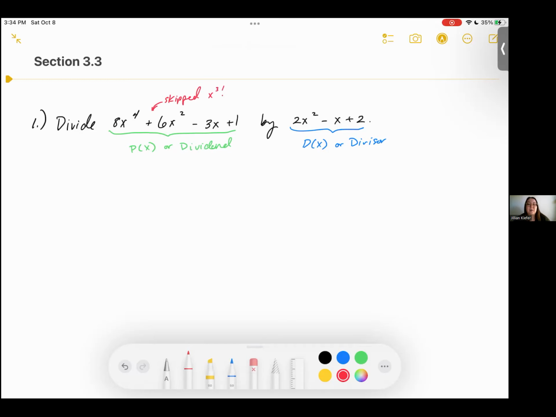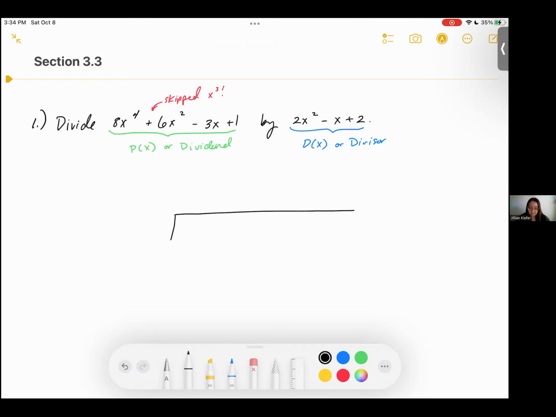So we skipped x to the power of 3. This means we're going to fill in that term when we write it in our format for long division. All right, let's go ahead and set up the problem then. With long division, you're going to have your house. So you have one horizontal line that's usually going to be pretty long, and then you have a little vertical line to the left of your horizontal line.